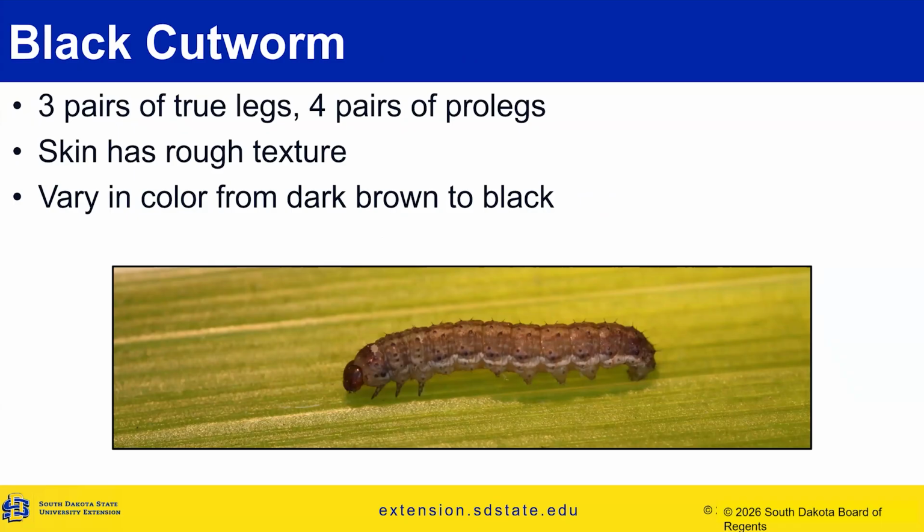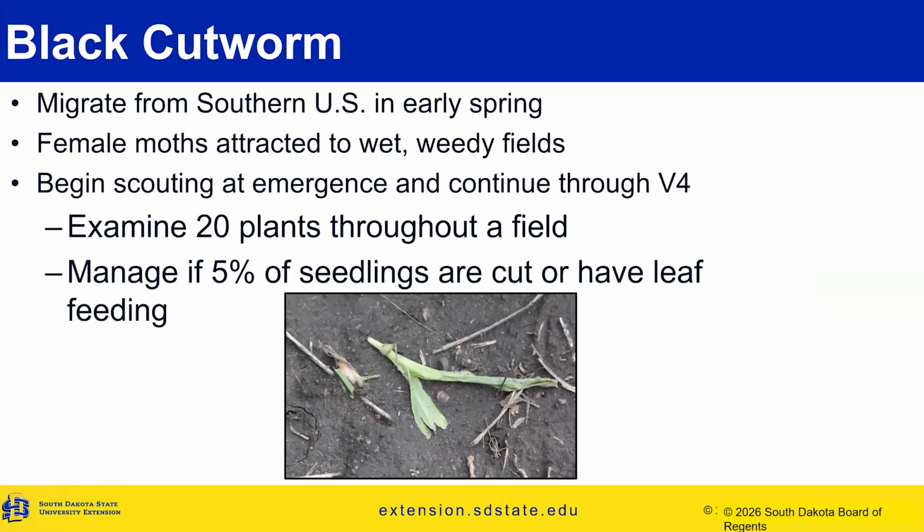The next pest is the black cutworm. Now, these are somewhat sporadic. We occasionally do have issues with them in South Dakota. They get their name because the caterpillar has a black, dark appearance. They typically have kind of a rough texture on the skin, and they also get their name because they cut plants. These migrate from the southern US each year in the spring. So if we have a lot of strong southerly winds, that's going to increase our risk for black cutworm injury.